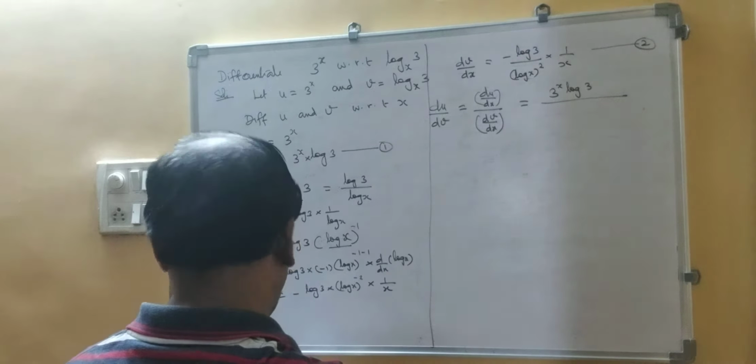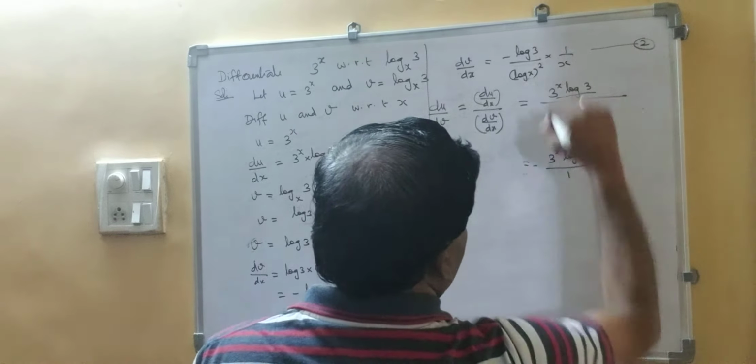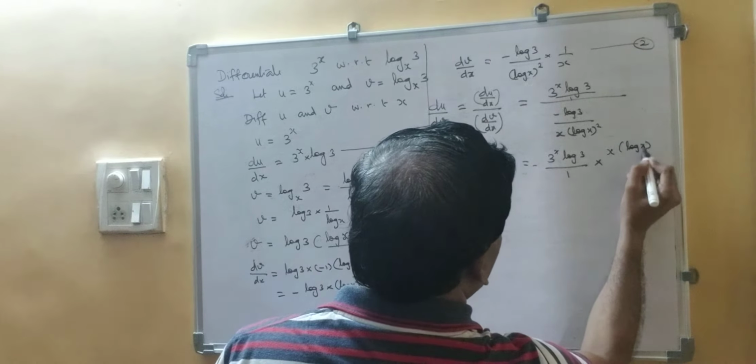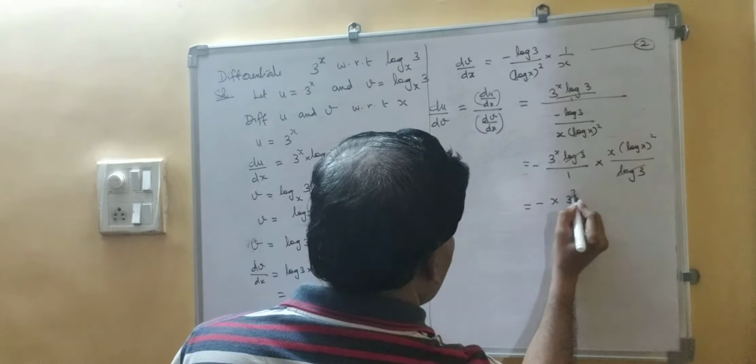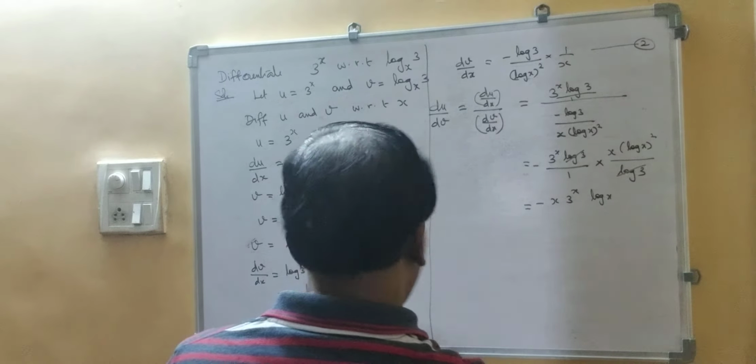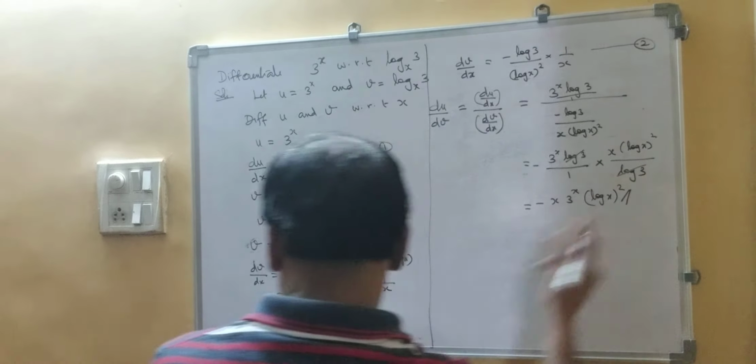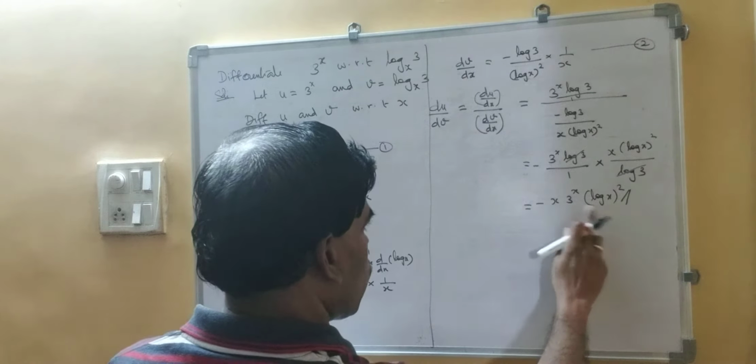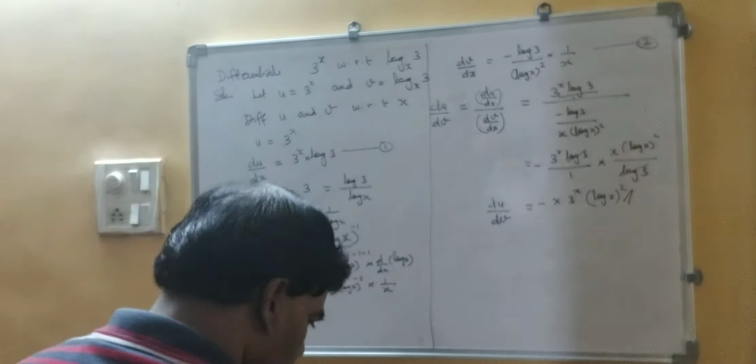Now this also we can write upon 1. So 3 raised to x into log 3 upon 1 into this minus, I am taking it here. See how to take inverse, x into log x the whole square upon log 3. Log 3 will get cancelled. So what we will get is minus x into log x the whole square into 3 raised to x. It is really interesting sum. We should practice at home. This is very, very important sum.